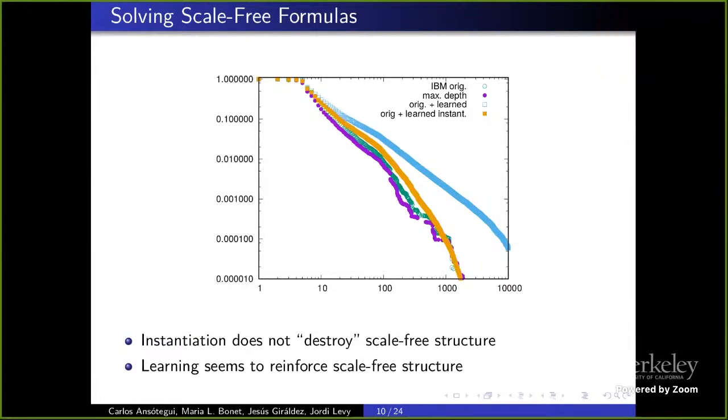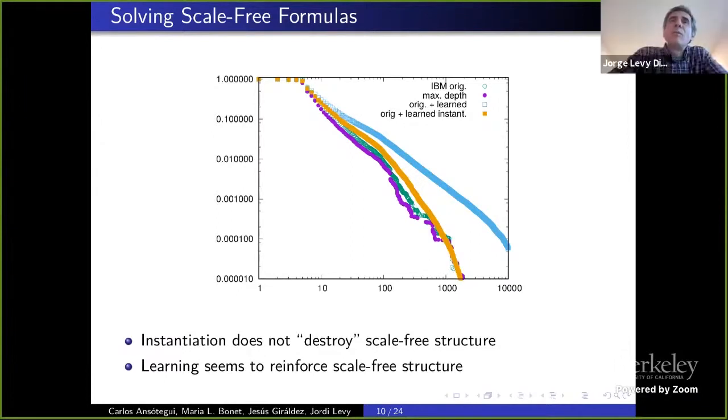So we can conclude that in some way, the SAT solver tries to exploit this scale-free structure and does not try to destroy it. So even if it seems natural to try to instantiate the variables that occur more often in the formula, that is not what the SAT solver tries to do during the search. And the addition of learned clauses seems to contribute to reinforce this scale-free structure.